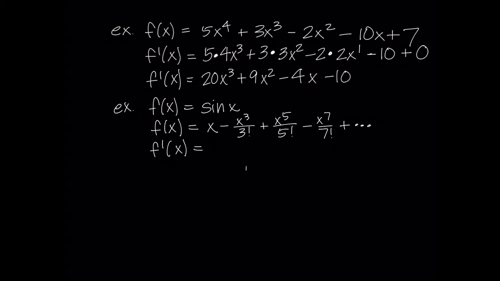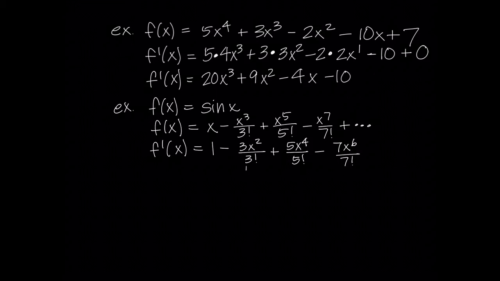So the derivative of x is 1. The derivative of x cubed is 3x squared, but there's still this 3 factorial down here. Plus, the derivative of x to the 5th is 5x to the 4th, but there's still this 5 factorial down here. The derivative of x to the 7th is 7x to the 6th, but there is still the 7 factorial down there. Now let's simplify this.